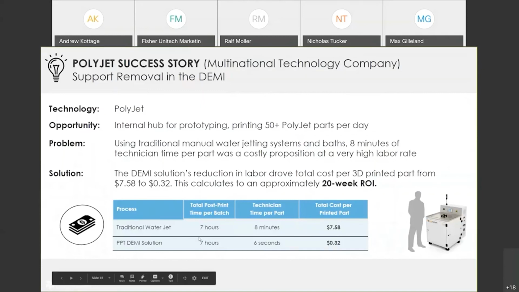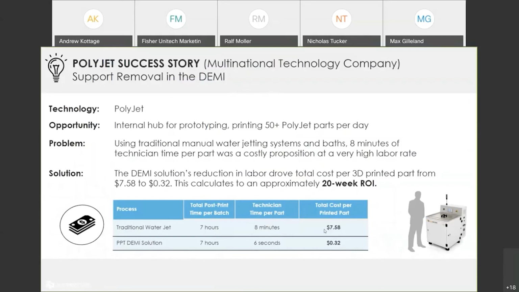So actually this particular customer did not see a throughput increase, but they were able to free up all that manual labor to do more value-added activities. Those engineers could go back to their desk and continue to design or do whatever they do to continue to move things forward, because they went from 8 minutes per part, and now they're no longer doing one part at a time. They went to 6 seconds per part, and all of a sudden you look at the total post-print cost, and you go from $7.50 to just over 30 cents.